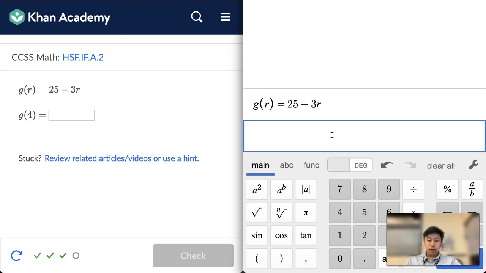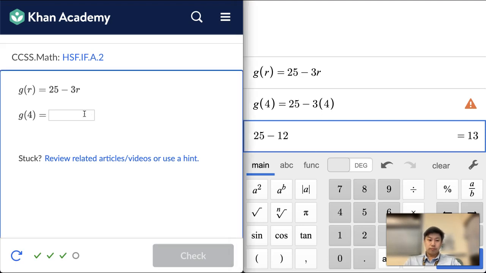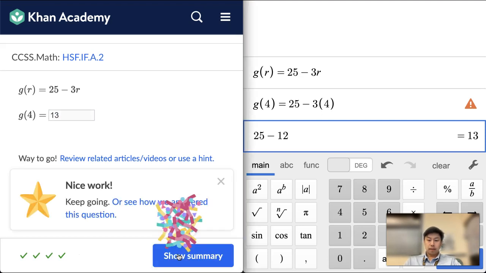So what's our input here? g of 4 should be equal to 25 minus 3 times 4. Okay, so 25 minus 3 times 4. You can break this down if you want. 3 times 4 is 12, so 25 minus 12 will give you 13. Done.